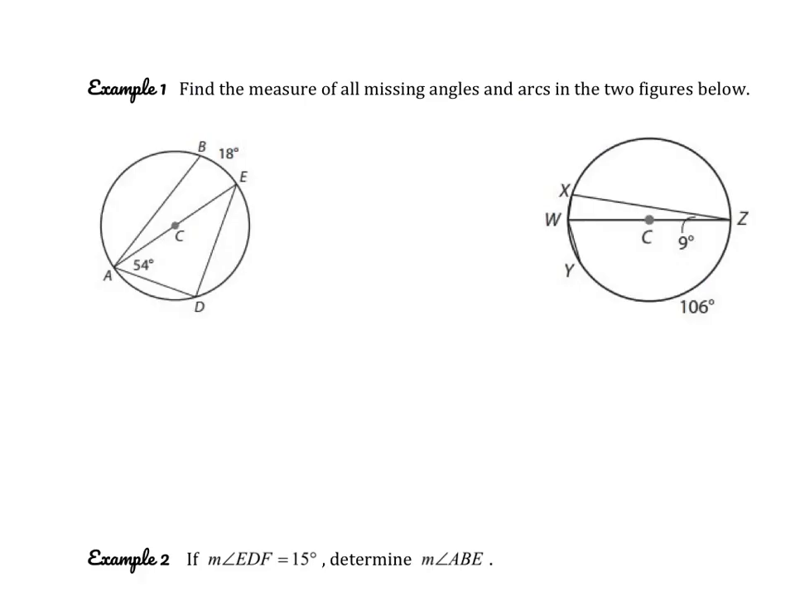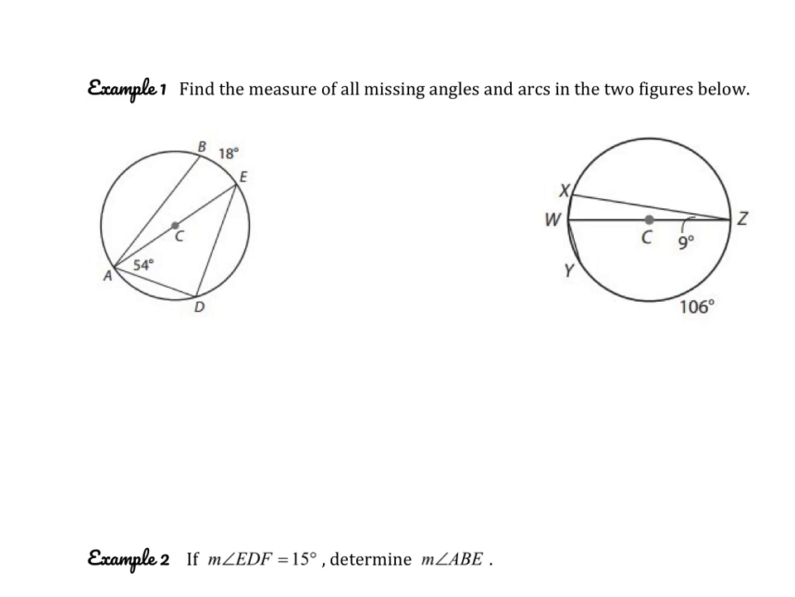Okay, let's give these two examples a try together. So here our goal is to find all of the missing angles and arcs in the two figures shown. So when I look at this first circle, one thing that you might notice right off the bat is that segment AE is a diameter. So we know that because it goes through the center and both endpoints are on your circle.